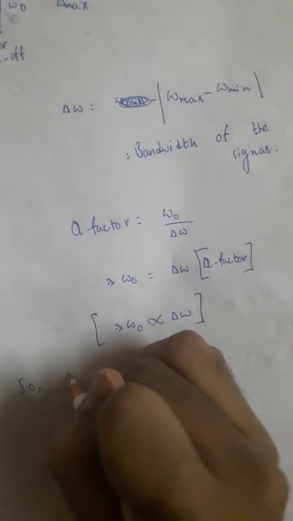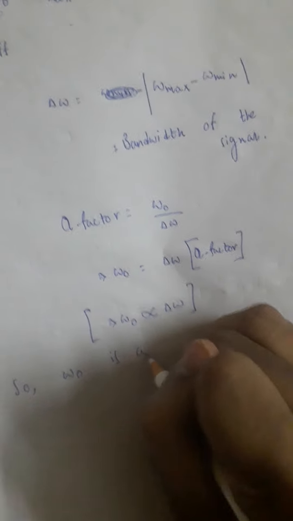So here it is a parameter, so omega naught is a parameter.